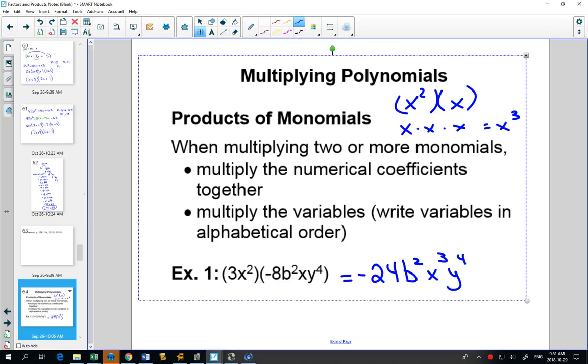Your exponent rule said, well, if this was an x squared and this is an x to the 1, what could I do with the exponents? I could add them. When you multiply, you add. Makes so much sense.